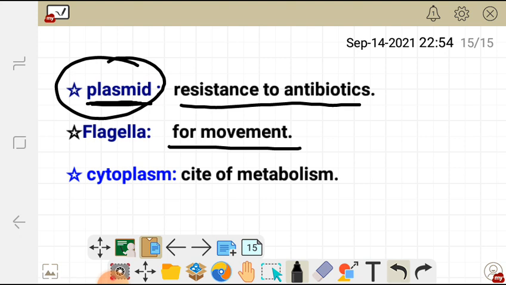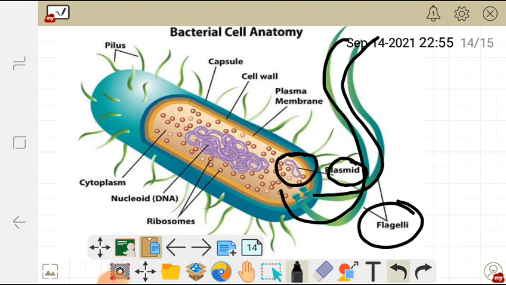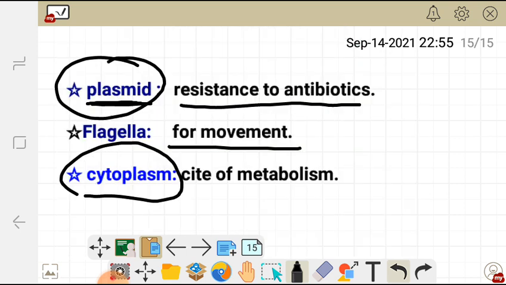And we have the last part, which is the cytoplasm. I'm sure you know this part in a cell, which is the liquid, jelly-like substance inside the cell. The cytoplasm is the site for metabolism.